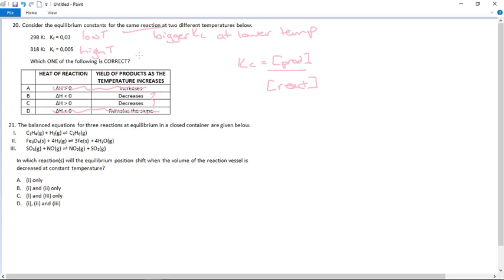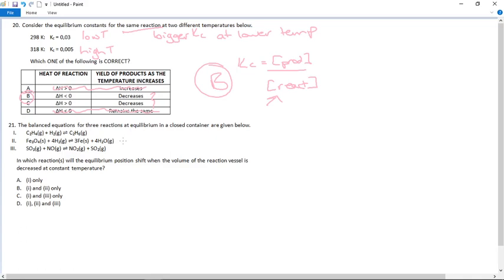What is delta H? If a higher temperature is favoring the reverse reaction, that means the reverse reaction must be endothermic, which means the forward reaction must be exothermic, which is a delta H less than 0, which means that this is B, because increasing the temperature favored the reverse reaction, which made reactants, which made the Kc drop.